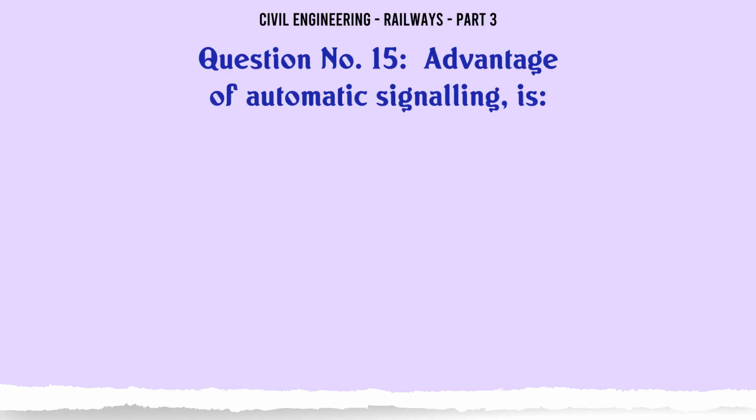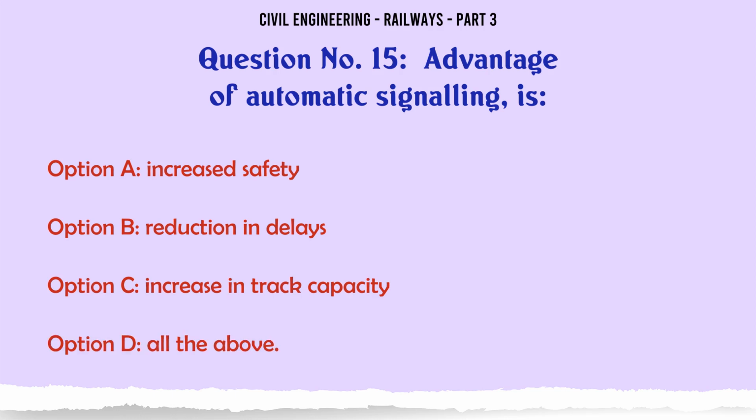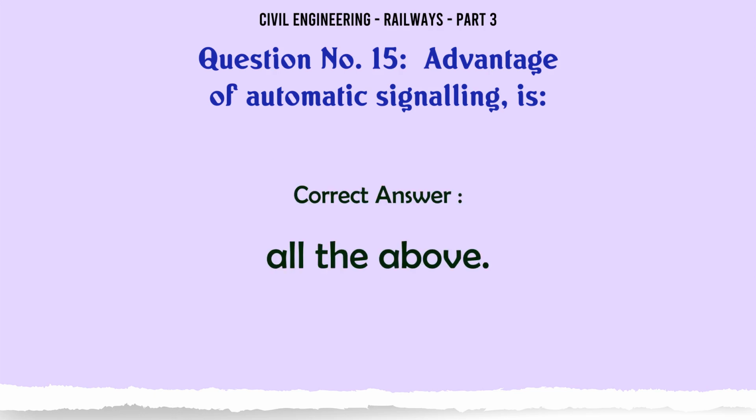Advantage of automatic signaling is A, increased safety, B, reduction in delays, C, increase in track capacity, D, all the above. The correct answer is all the above.